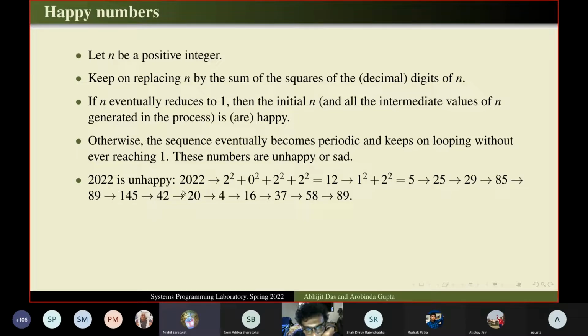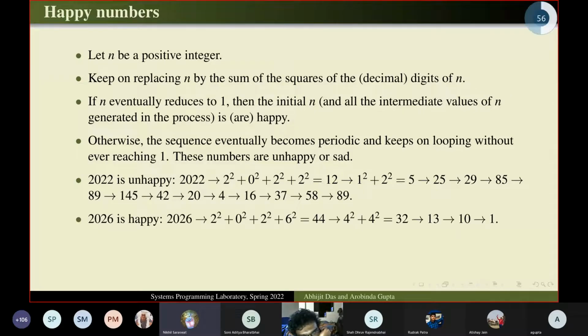In fact, it turns out that 2026 is the first number after 2022 which is happy. And this is the reason: 2026 is happy because 2 square plus 0 square plus 2 square plus 6 square is 44. Then 44 becomes 4 square plus 4 square, 32, then 3 square plus 2 square, 13, then 1 square plus 3 square, 10, then 1 square plus 0 square, 1. After this, it will keep on looping in 1 itself. 1 square is 1, 1 square is 1.